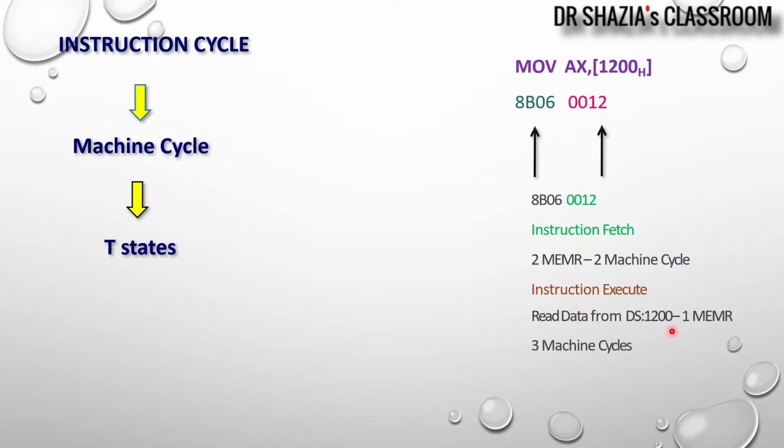So the total number of machine cycles required for this particular instruction will be 3 machine cycles, and all these 3 machine cycles are of memory read type. After discussing a few more examples, I will discuss how many T states memory read, memory write, or IO read, IO write require. So at the end we will be able to know how many T states are involved in executing MOV AX, [1200H], and in turn we will be able to know how much time is required by the processor to execute this instruction.